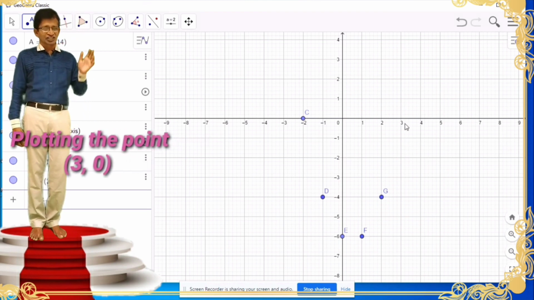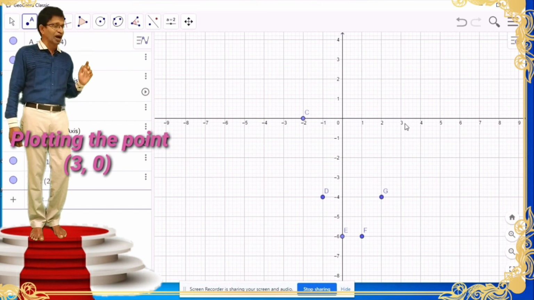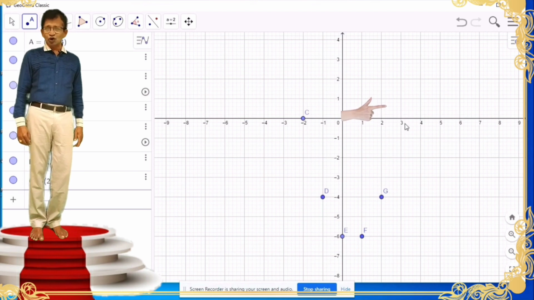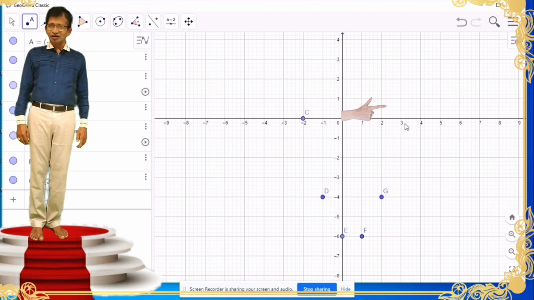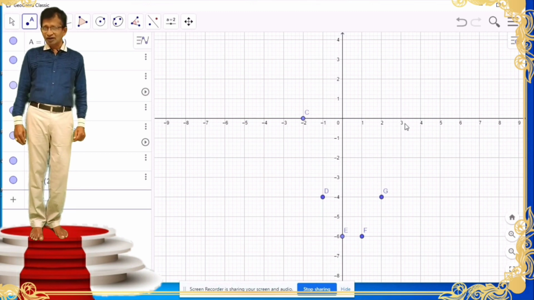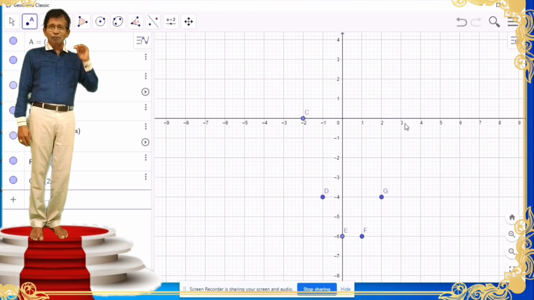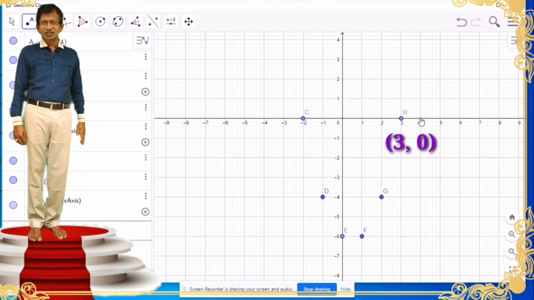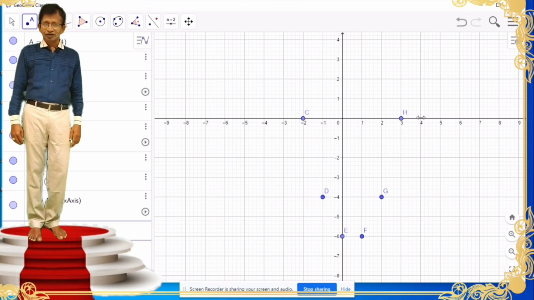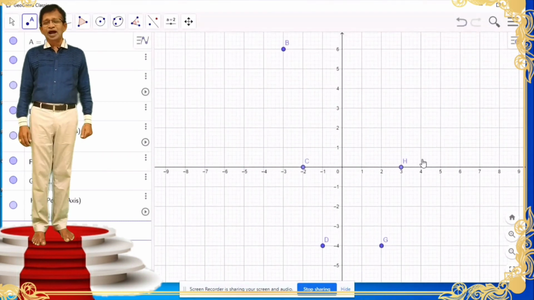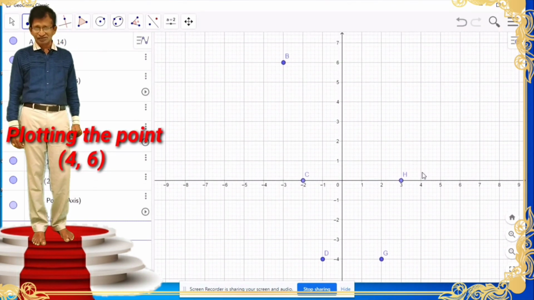Now plotting the point 3, 0. Start from the origin, move 3 units towards right and here the y coordinate of the point is 0. Hence you should not move upwards or downwards vertically. The point at this position is 3, 0. Mark it as H.